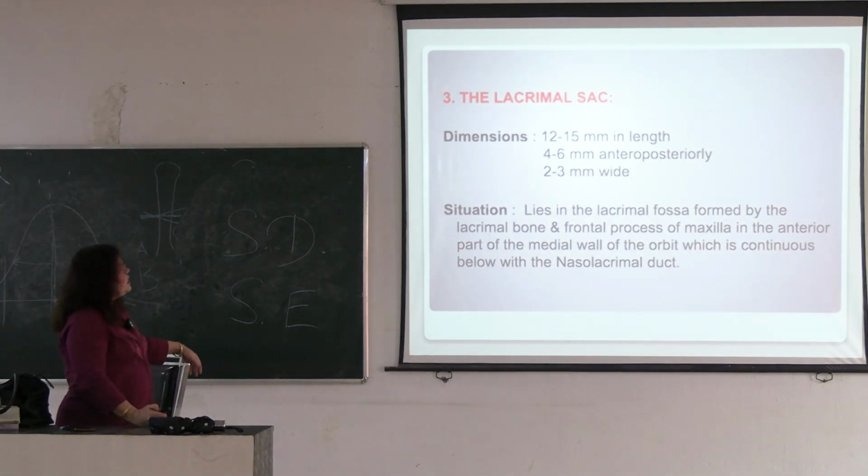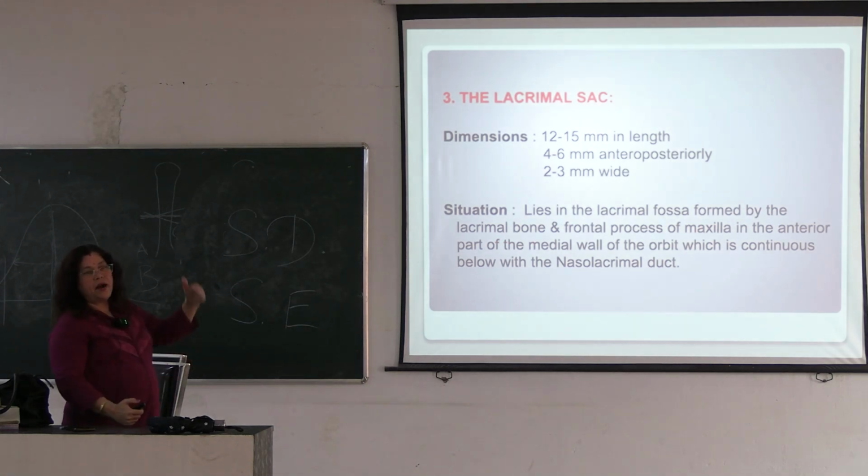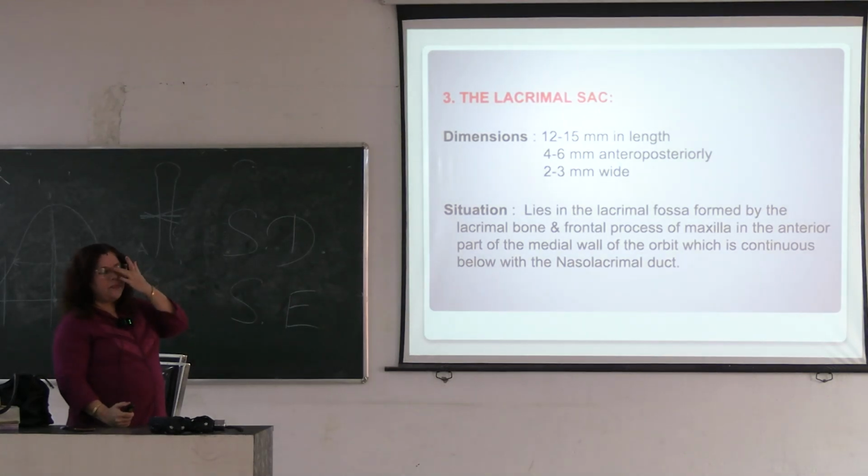Then the lacrimal sac. Its dimension is 12 to 15 millimeter in length, its anteroposterior diameter is 4 to 6 millimeter, and it is 2 to 3 millimeter wide. The lacrimal sac is situated in the lacrimal fossa, and the lacrimal fossa is formed by the lacrimal bone and the frontal process of the maxilla in the anterior part of the medial wall of the orbit.